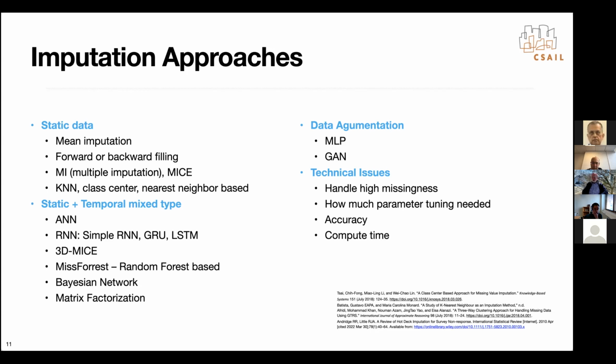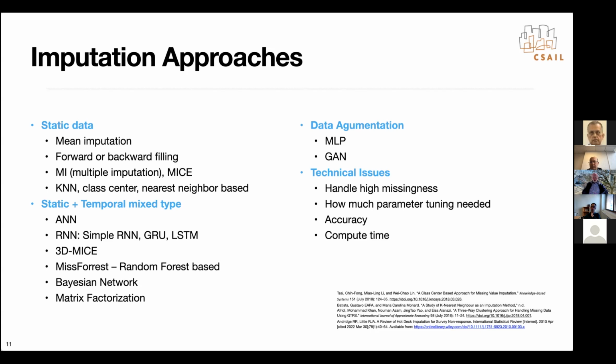Another one that's used quite a lot is forward and backward filling. You just say, well, whatever value I had for a variable, I'm going to replicate into successive time points when that variable is actually missing. Or backward, I can do it in reverse.